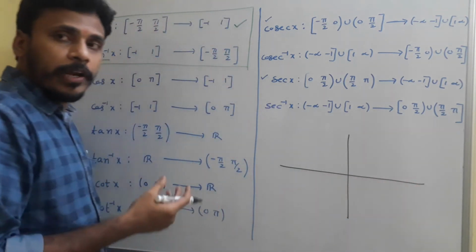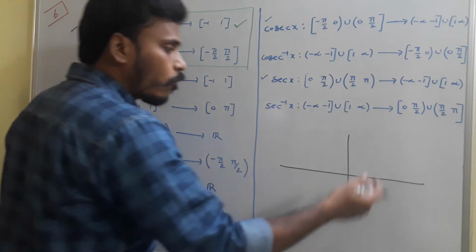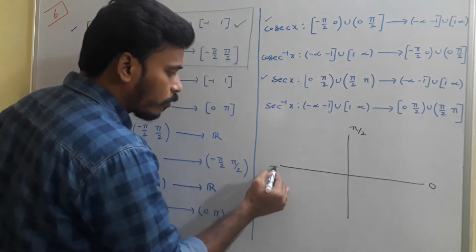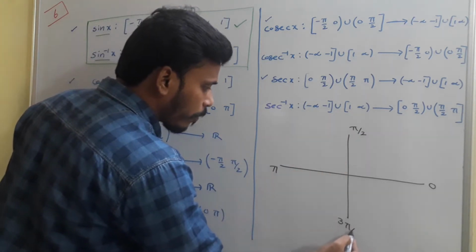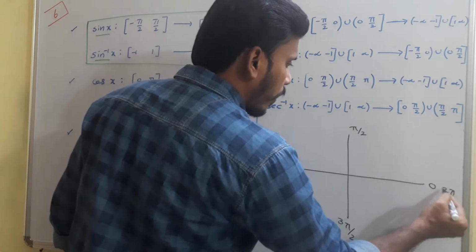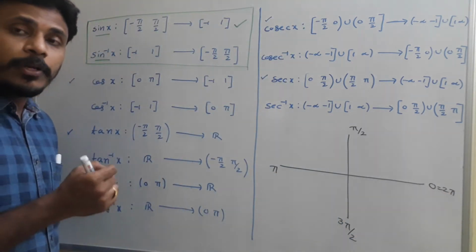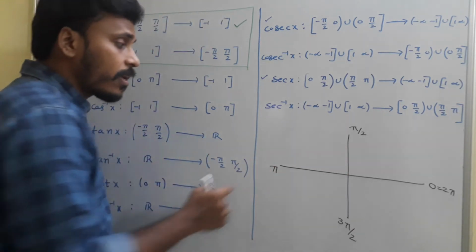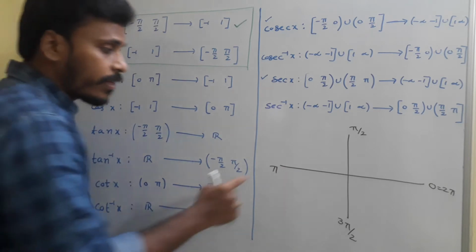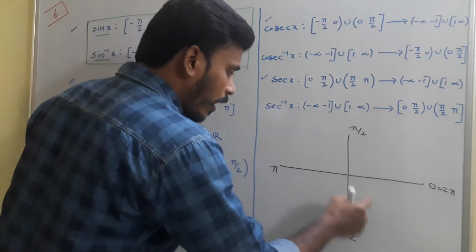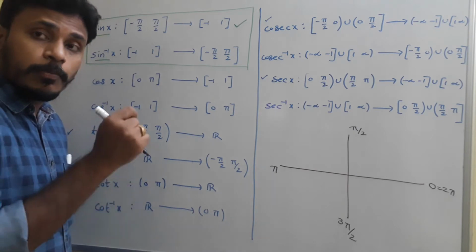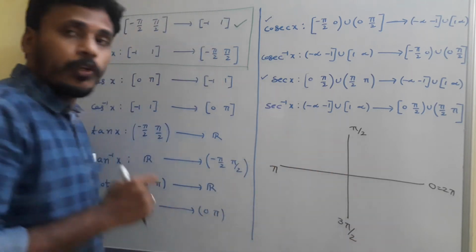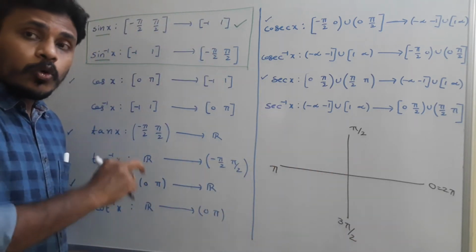Suppose we check the quadrants. From trigonometry we know we have 4 quadrants; this line corresponds to 0 degrees, this one to pi by 2, this one to pi, this one to 3 pi by 2, and this again to 2 pi. Sin x is positive in the first quadrant, positive in the second quadrant, negative in the third quadrant, and negative in the fourth quadrant. We know it.